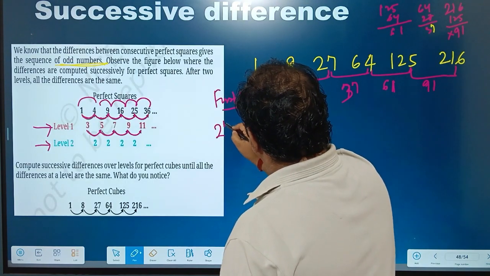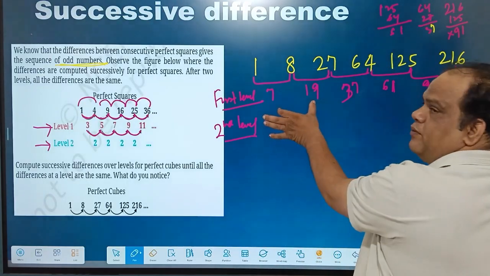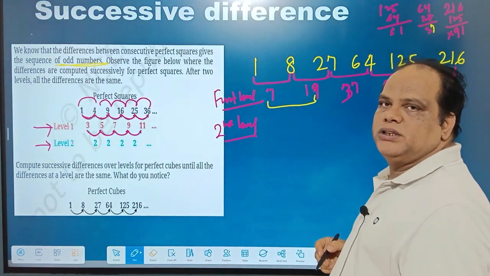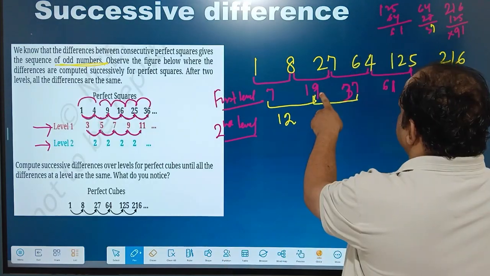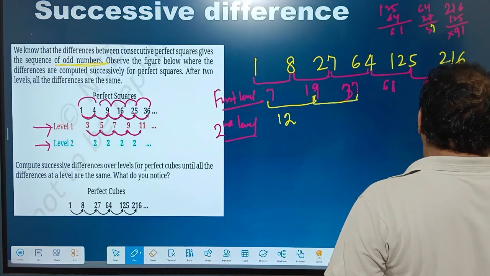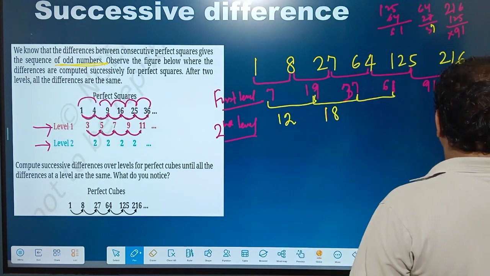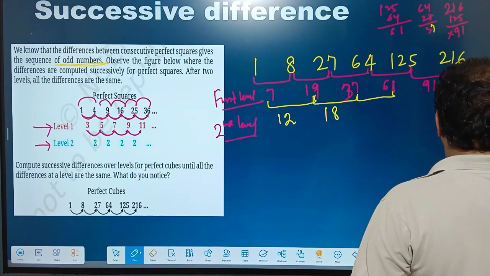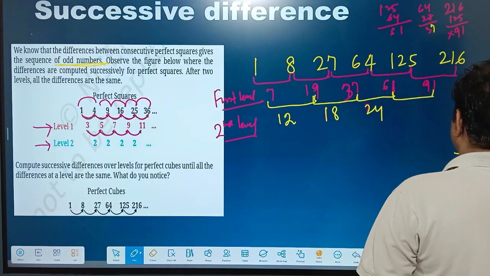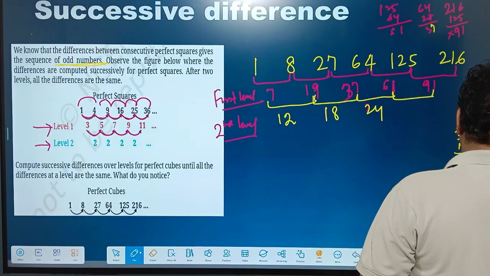Now let's go to the second level. Again we have to take the difference. 19 minus 7 is 12. 37 minus 19 is 18. 61 minus 37 is 24. 91 minus 61 is 30.